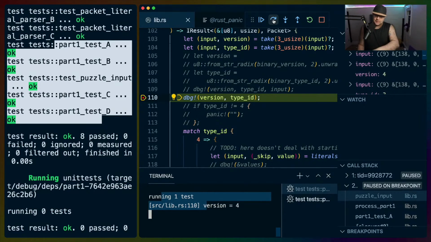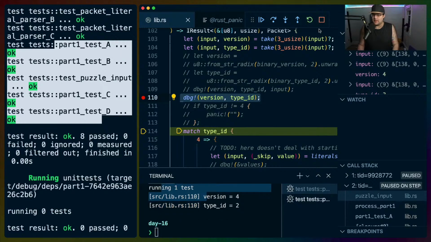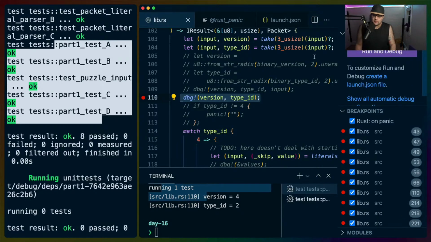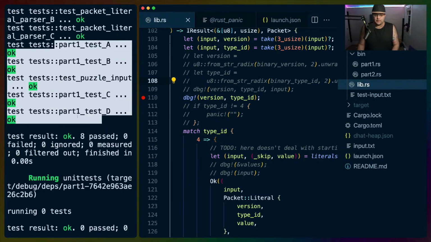And you can see, like, I just got a debug for version 4. I got the debug for version 2, or type ID 2, which came from line 110, which is the one we were stopped at. And yeah, I don't know. I used code LLDB to debug the Rust stuff as I was building the nom parser and the binary parser yesterday. And I was having some trouble with.